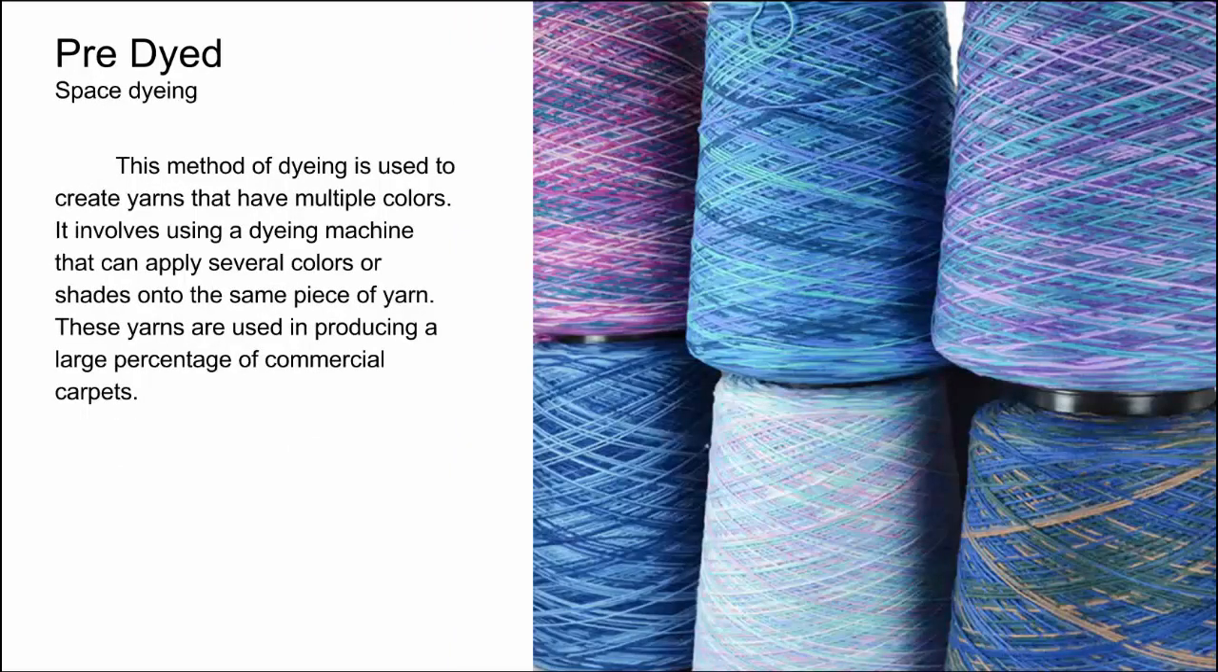Next, we have space dyeing. This method is basically used to create yarns that have various colors, and you can see that in those cones off to the right-hand side there. Those are single yarns, but they have various colors through them. It involves using a dyeing machine that can apply several colors or shades onto the same piece of yarn. They're used in a large percentage of commercial applications. A lot of the level loop carpets will have a space dyed nylon fiber in them, and you can see the different shades as they're stitched into the backing. They don't have to worry about using several different shades or colors. They can just use the same spools and they'll come out with a finished product that's multicolor.